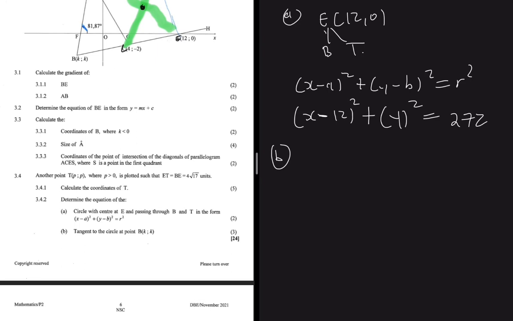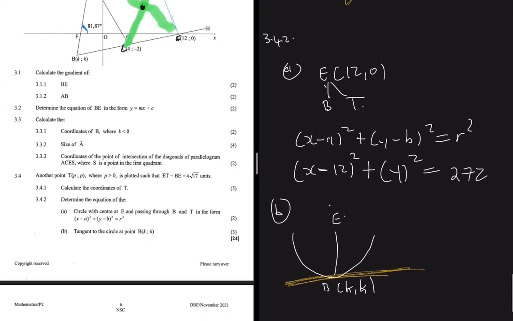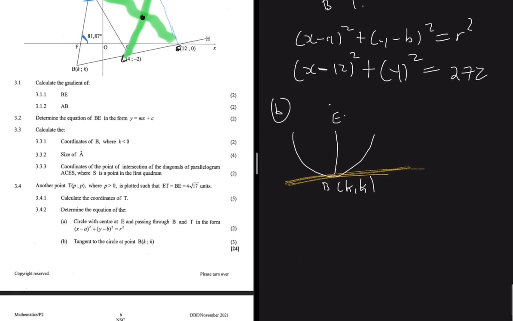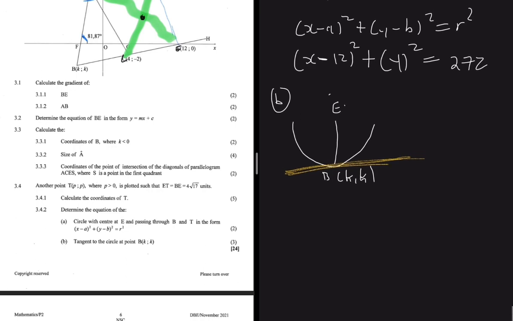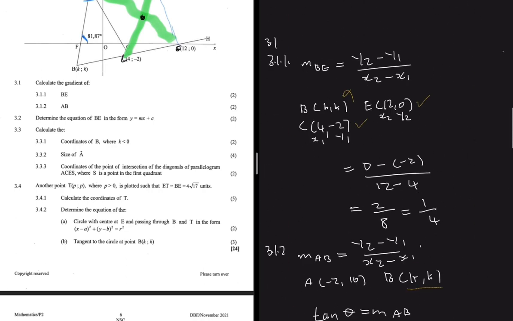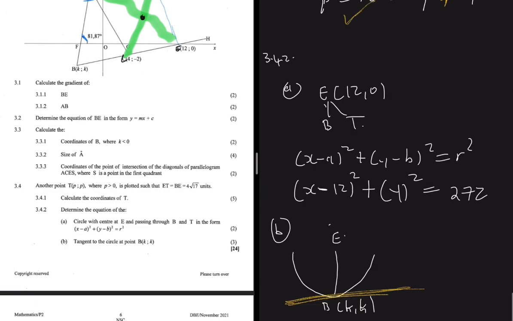And then part B says tangent to the circle at point B. So the center, we have E. And then at the circumference somewhere, we have B. And then we're supposed to find the equation of this tangent here. So what's the gradient of EB? If we calculate the gradient of EB, then we can use that formula that says the product of the gradients of a tangent and a line is equals to minus one. Okay, so we determined the gradient of EB above using EC, and we see that the gradient is 1/4.